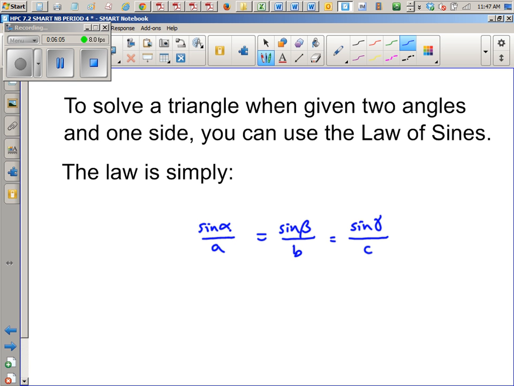Did everyone write down the law? I'm just going to change pages here. Could you just take 2 parts, like sine A over A equals sine B over B, and prove that? That's exactly what we're going to do. So I'm going to draw a picture of a non-right triangle, and I'm going to break it into 2 right triangles and show you why this law is true. Can I move the page?